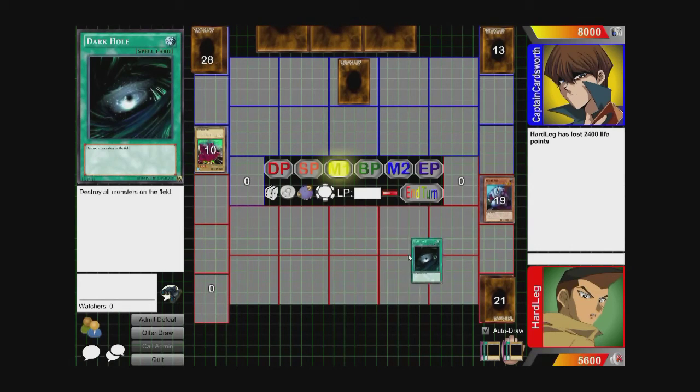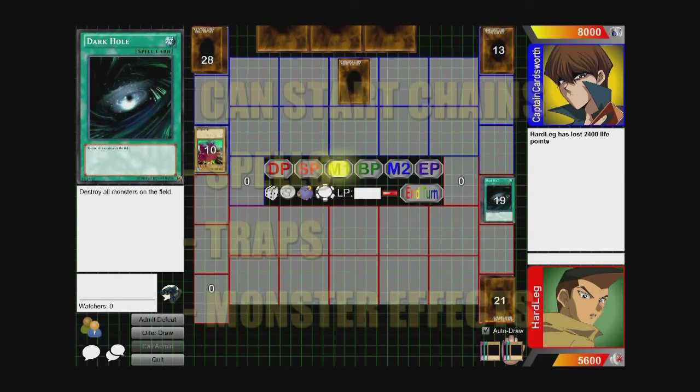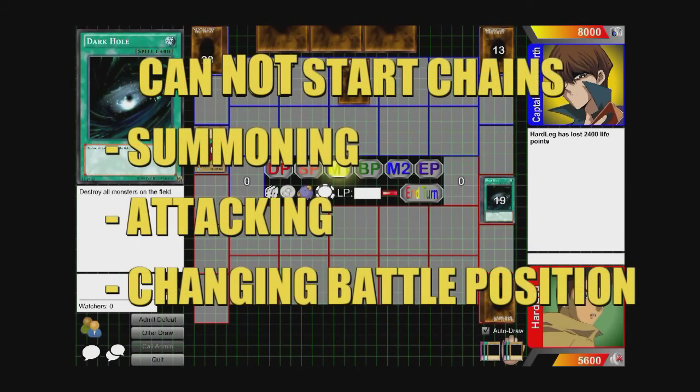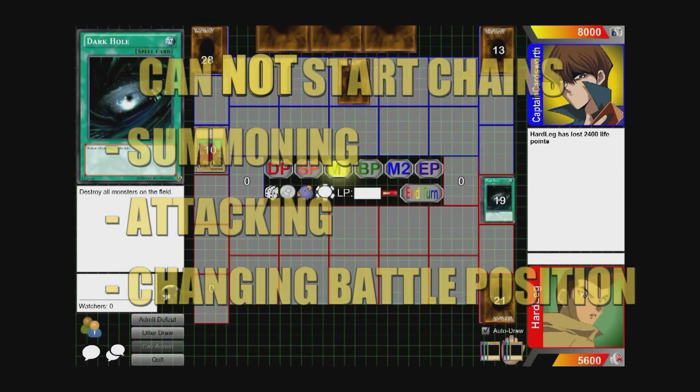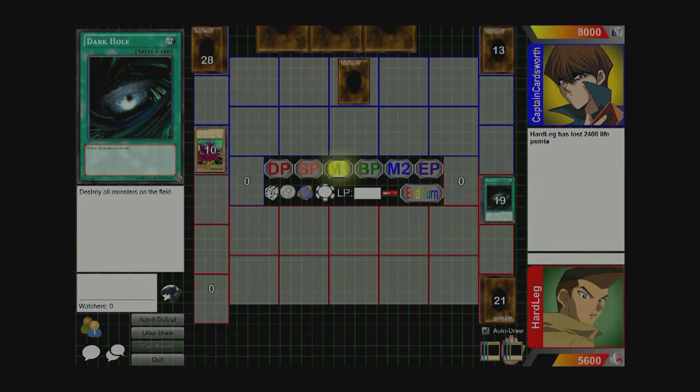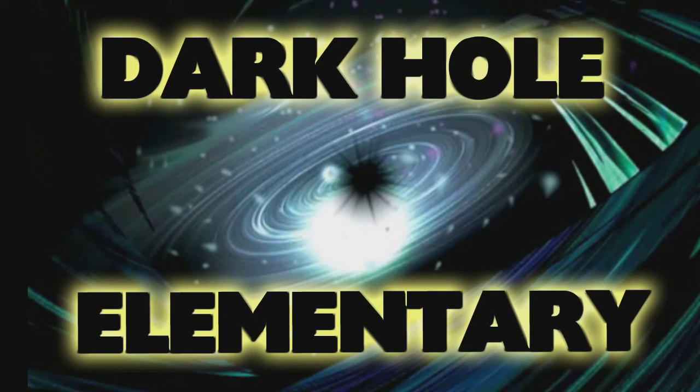As a final note, I should mention that not all actions start chains, only spells, traps, and monster effects. Summoning a monster, attacking, and changing battle position do not start chains and are not actions that can be chained to. This is important to note because there are many traps and effects that activate when a monster attacks or when a monster is summoned, and resolving these types of effects is not the same as resolving a chain. In most cases, simply following the card text should be enough to get you by, though there are some times when it may get confusing. That, however, is a topic for another video.